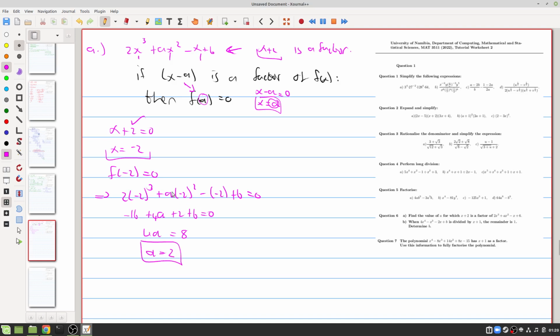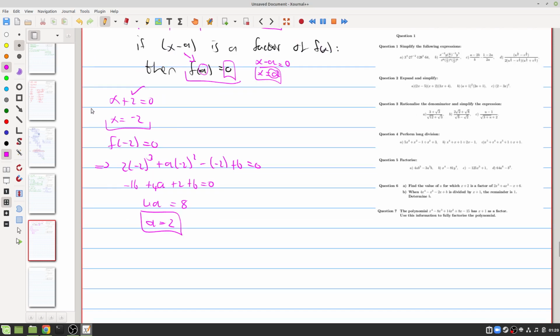Right. So if we do this, this is what the remainder is. If the remainder is 0, it's a factor. So that's why we can call it a factor if this is true. Okay, so that was question A.